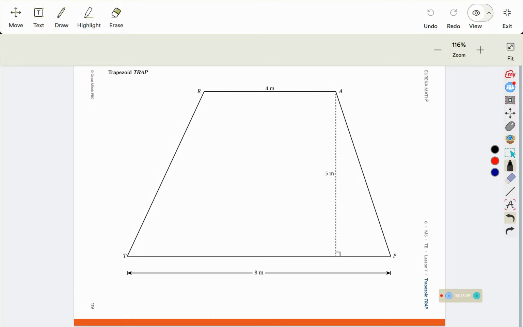In your workbook, page 119 has a removable trapezoid shape. We're going to discuss one strategy that can be used to solve for the area of a trapezoid. I can cut it into 2 triangles. This triangle on the bottom has a base of 8 and a height of 5. But it's a triangle, so it gets divided by 2. 8 times 5 is 40. 40 divided by 2 is 20.